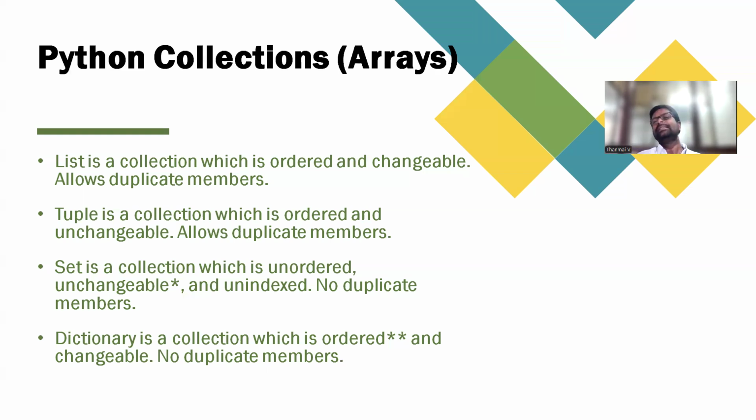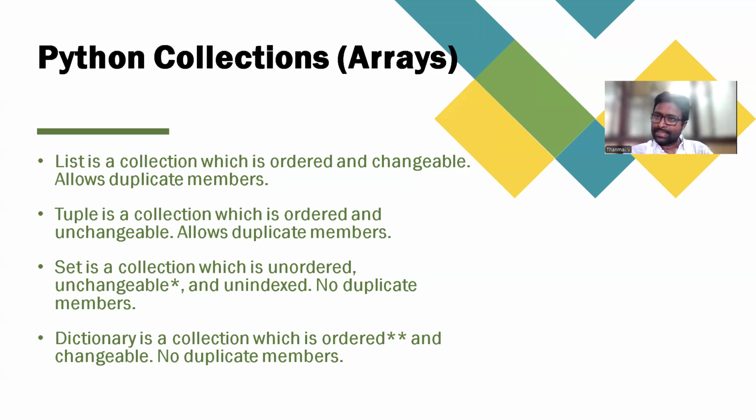So this is an overview of the different types of Python collections. Once again, I will repeat about the Python collections. Mainly there are four types of Python collections. One is called a list. Second one is called a tuple. Third one is called a set. Fourth one is called a dictionary.